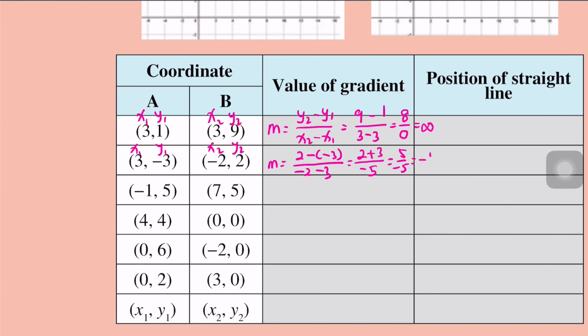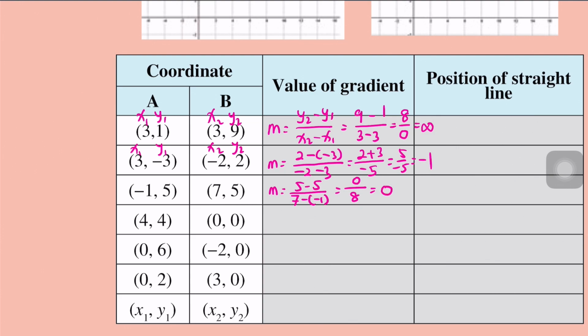We have negative 1. And then over here, let's try this one, m. 5 minus 5 divided by 7 minus negative 1. So we have 0 over 8. 0 over 8 is not infinity. 0 over 8 is 0.